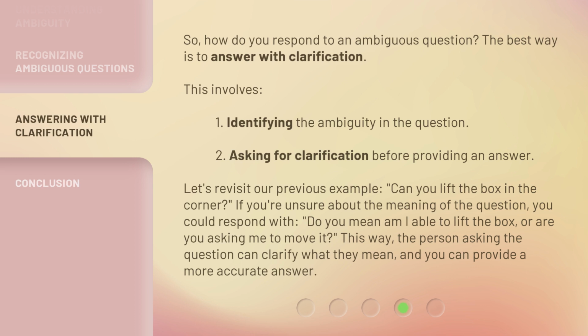Let's revisit our previous example. Can you lift the box in the corner? If you're unsure about the meaning of the question, you could respond with, "Do you mean am I able to lift the box, or are you asking me to move it?" This way, the person asking the question can clarify what they mean, and you can provide a more accurate answer.